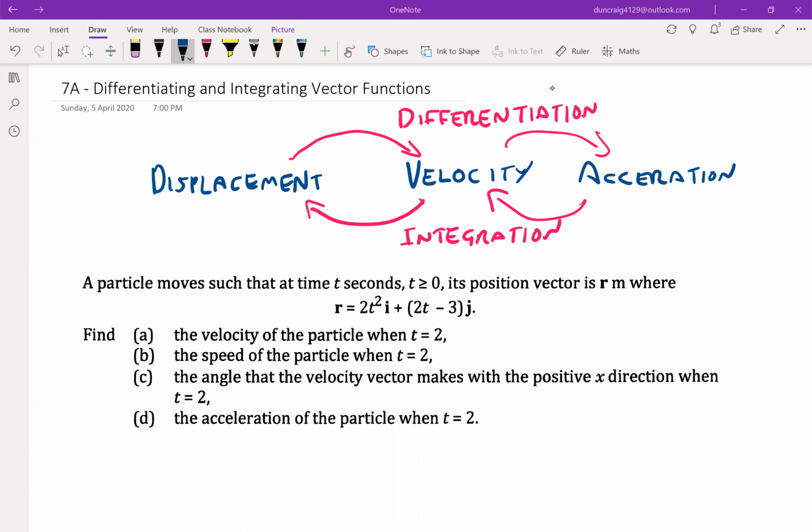Because we know that if we differentiate displacement, it gives us velocity. If we differentiate it again, we'll get acceleration. And if we integrate, we go backwards. So we go from acceleration to velocity to displacement. So let's have a look at a couple of examples of this.